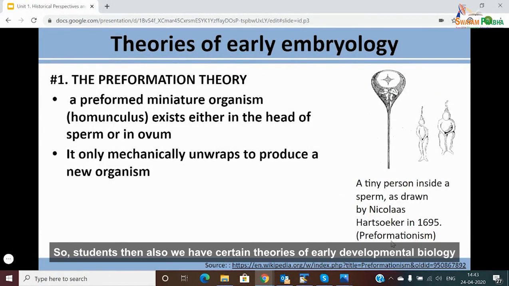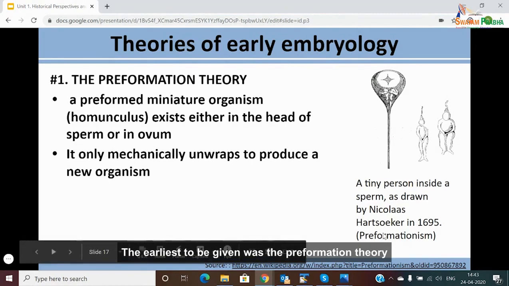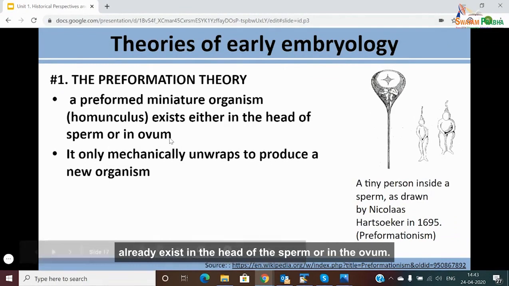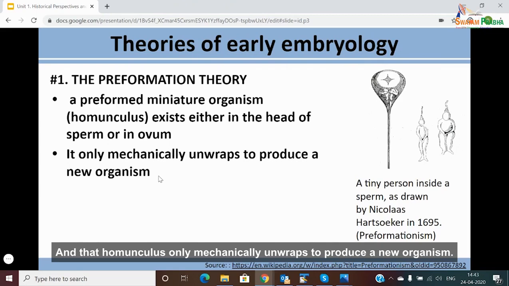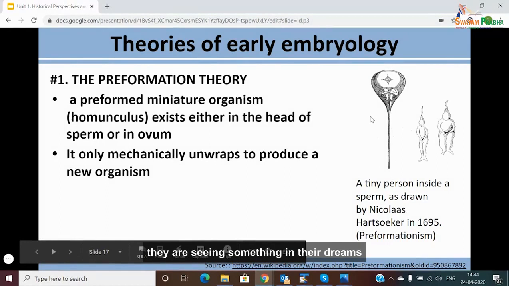So students, then also we have certain theories of early developmental biology, or we can say the theories of early embryology. The earliest to be given was the preformation theory, which states that a preformed miniature organism or homunculus, as it was said, already exists in the head of the sperm or in the ovum. And that homunculus only mechanically unwraps to produce a new organism, as if the homunculus is cuddled very tinily in the sperm head. And the scientists even drew drawings of the same. And they thought that they were seeing something, as if imagining it in their dreams.